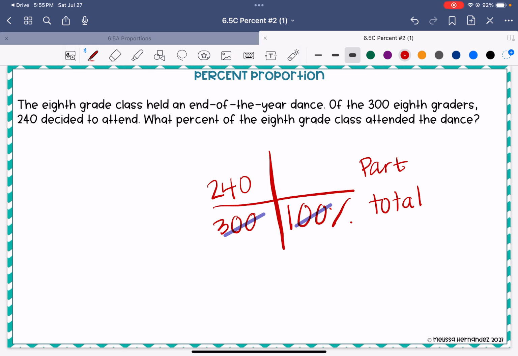Or I can go 3 to 240, which is where I'm going to do, because I'd rather multiply than divide. Now 3 becomes 24 by 8, but it's not 24, it's 240. So we'll multiply by 80. And whatever I do to one side, I've got to do to the other. So I'll times this by 80. And then 80% is who attended the dance.